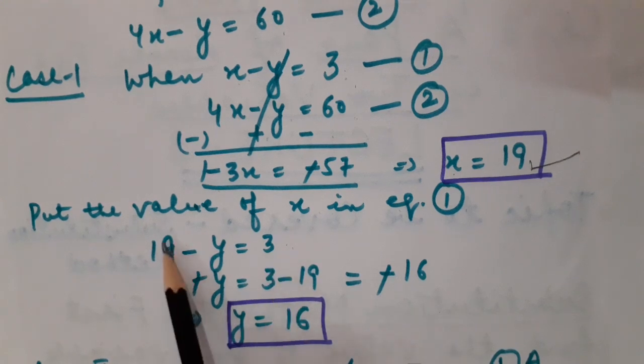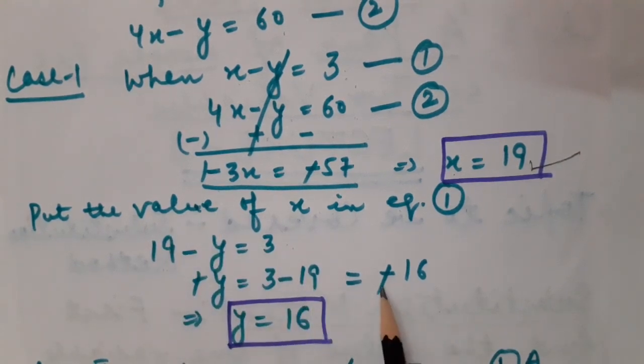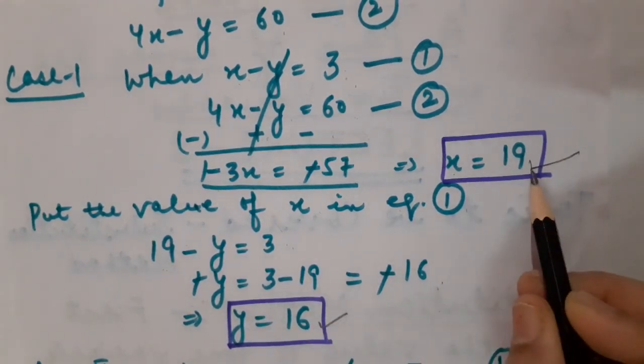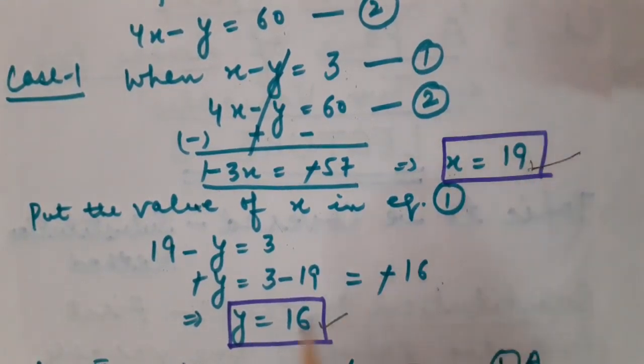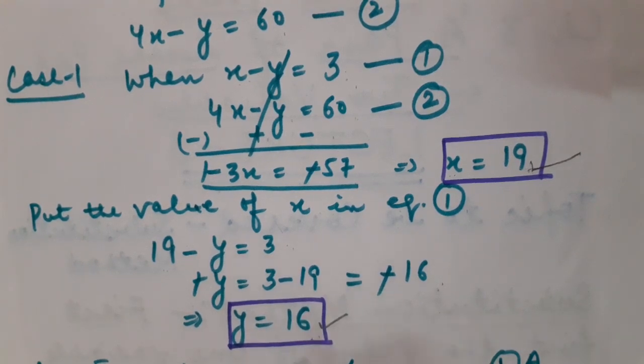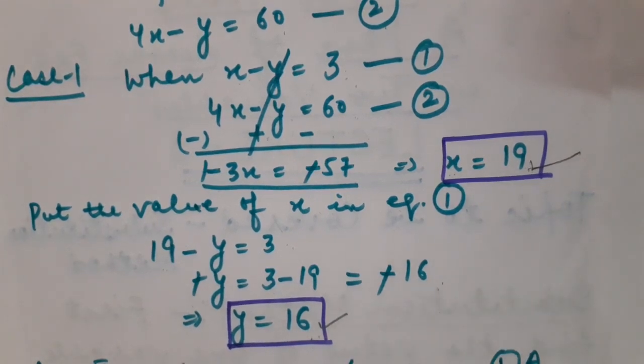Minus y is equal to 3 minus 19. That is minus 16. Both minus cancelled, or even you can multiply the complete equation by minus 1. So you will be getting y is equal to 16. So in case 1, these are the two ages. One is x is equal to 19. This is the age of Annie. And another is y is equal to 16. That is the age of Biju. It is which case? When we take that Annie is elder than Biju by 3 years.